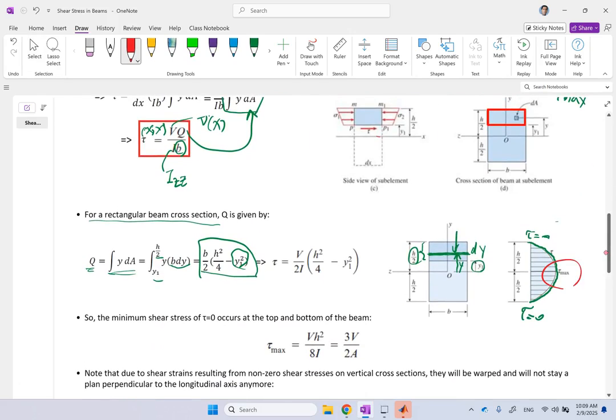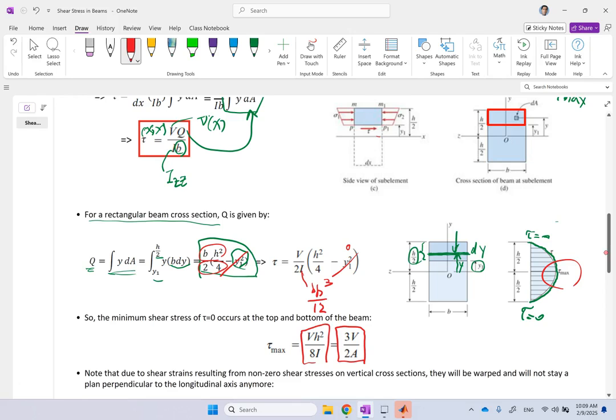And of course, if we want the maximum, we have to set this equal to 0. If you do so, your Q is going to be bh squared over 8. And remember, I for this cross section with b and h is bh cubed over 12. And this maximum happens at y1 of 0. So if you plug in and simplify, you're going to get this relation. And if for I you plug in that top relation, your maximum stress is 3V over 2A.